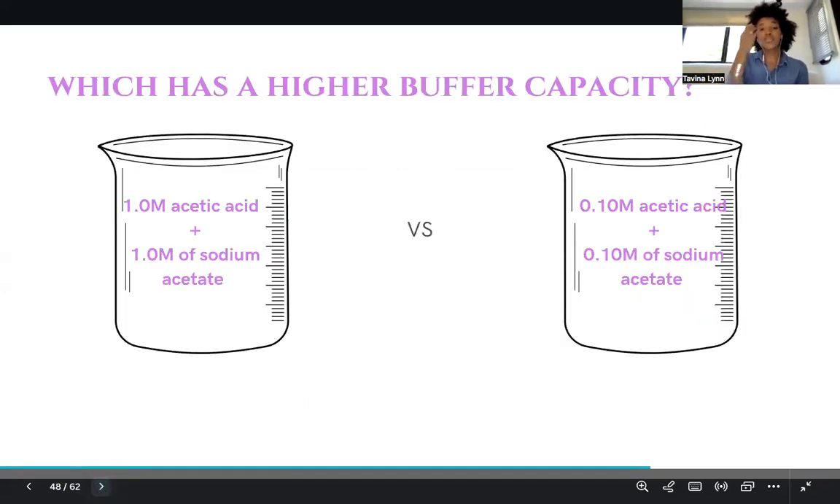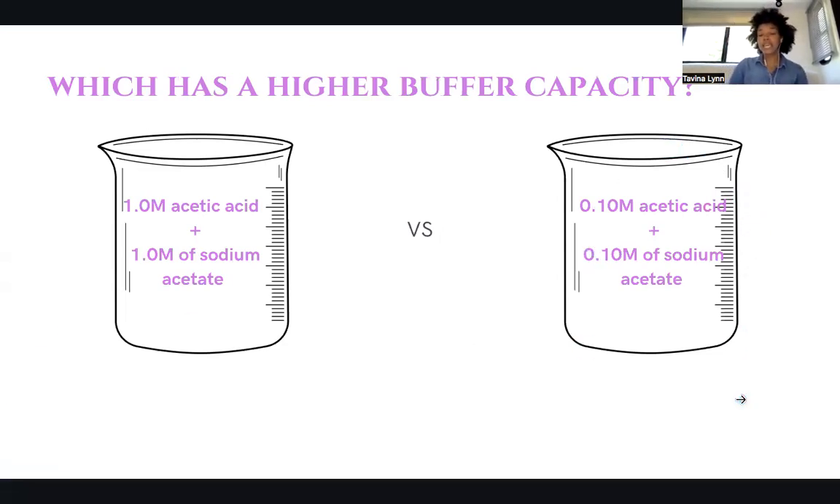So look at these two examples, right? Let's say both of these have the same volume. I have a 1 liter solution of acetic acid and sodium acetate, both at a 1 molar concentration, versus one at a 0.10 molar concentration. Which one do you think will have a higher buffer capacity? So pause this video, think about it, intuit it. What's the first thing that comes to mind?